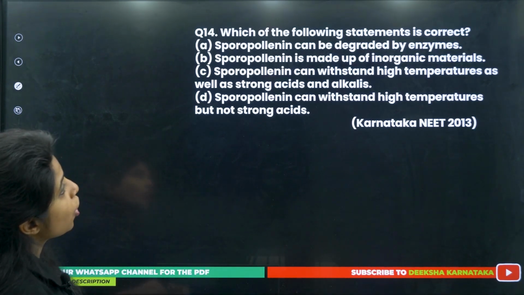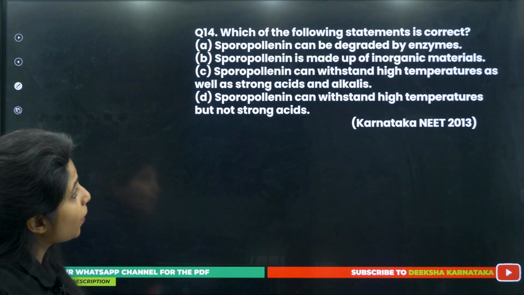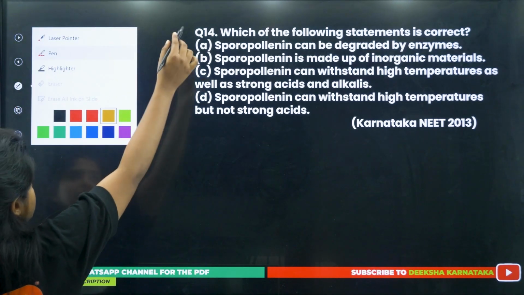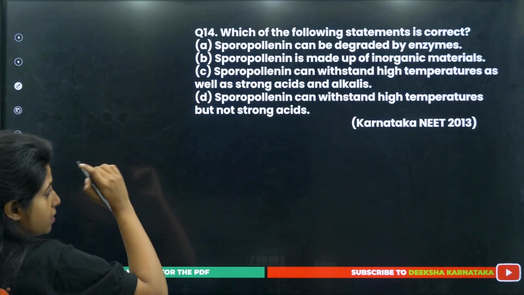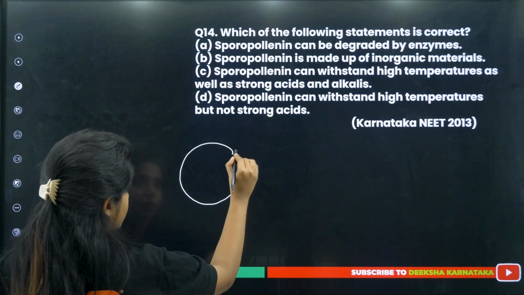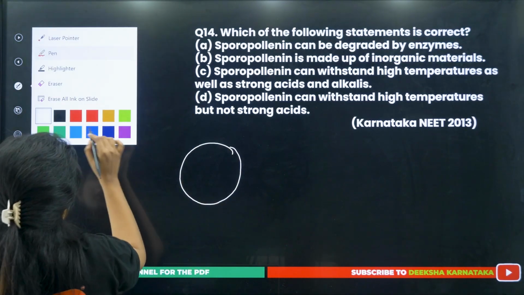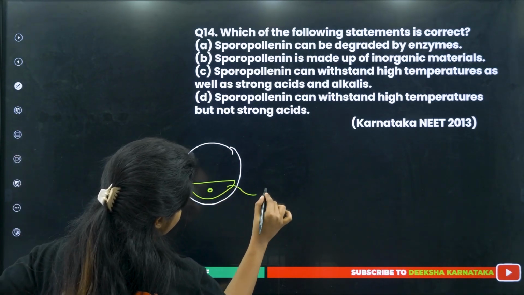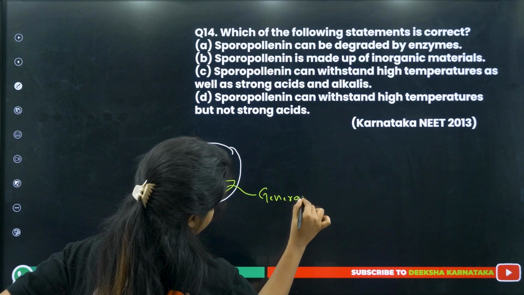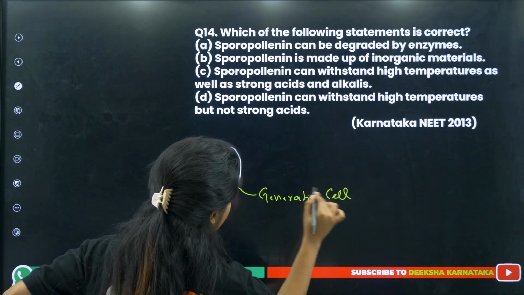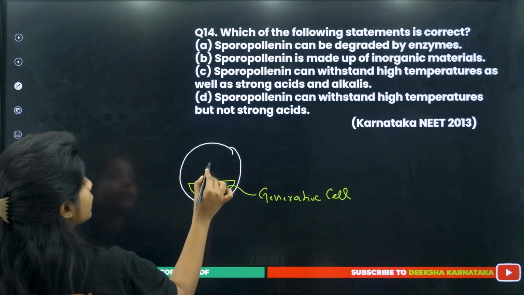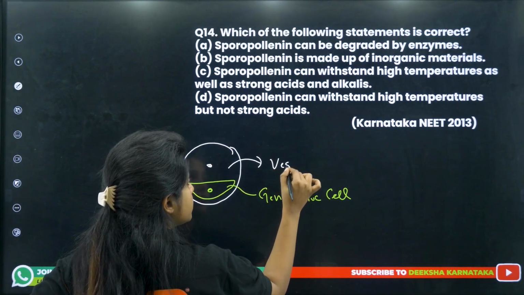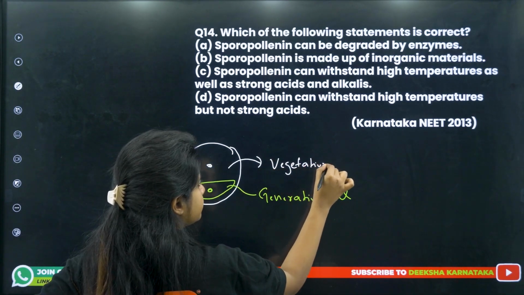Now, which of the following statement is correct? Sporopollenin can be degraded by enzymes. What do you mean by sporopollenin? That is the first thing, because it's all about sporopollenin, so please understand. A pollen grain is there. In the pollen grain, children, you have this cell which is known as the generative cell. And the funniest part of the generative cell is that it is present inside the cytoplasm of another, very large cell, which you call the vegetative cell.